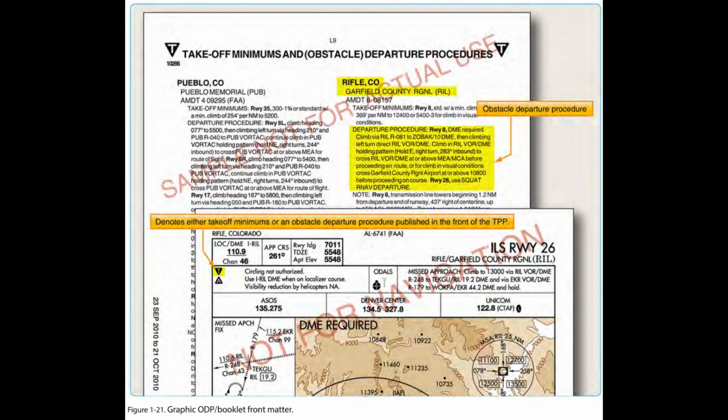All ODPs are listed in the front of the Aeronautical Information Services Approach chart booklets under the heading Takeoff Minimums and Obstacle Departure Procedures. Each procedure is listed in alphabetical order by city and state. The ODP listing in the front of the booklet includes a reference to the graphic chart located in the main body of the booklet, if one exists. Figure 1-21.